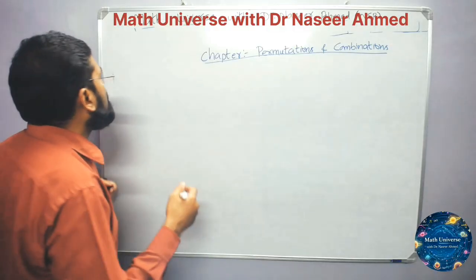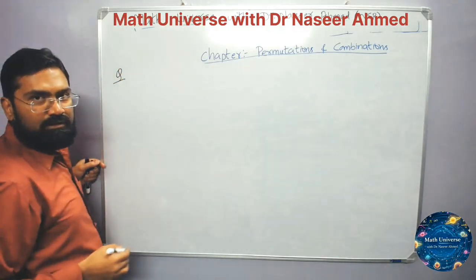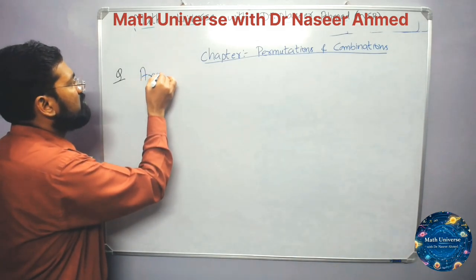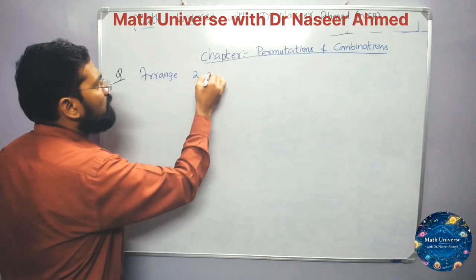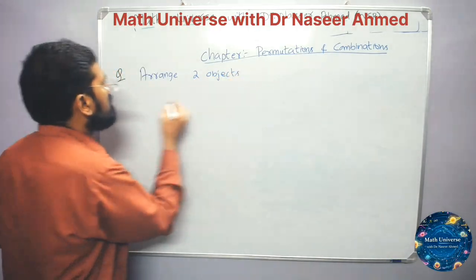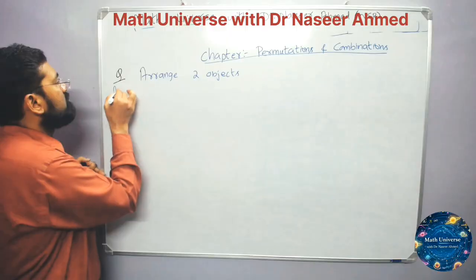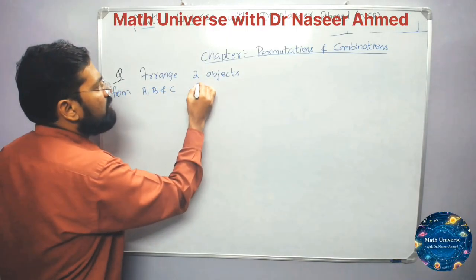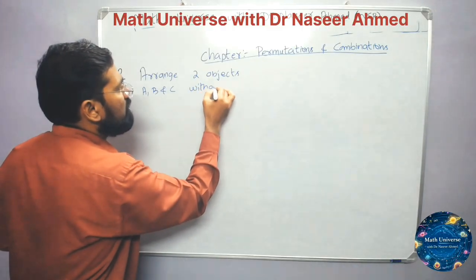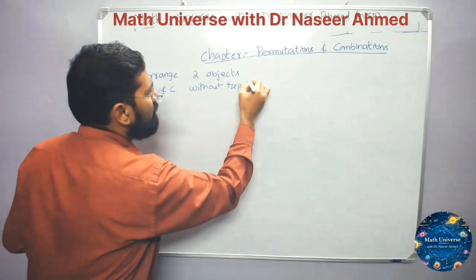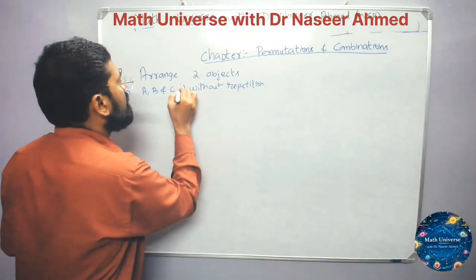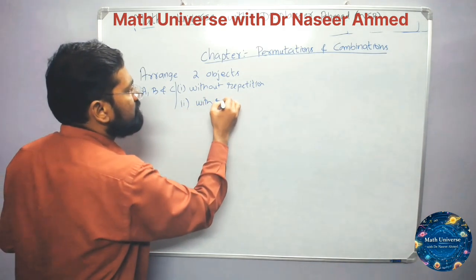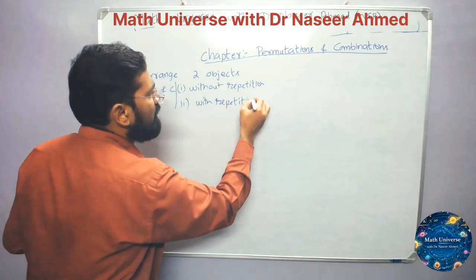Pay attention. Let us suppose the question is, Q means question from my end. Question is, arrange two objects from A, B and C without repetition. This is our first part of the problem, and the second part is with repetition. The entire game is here only.